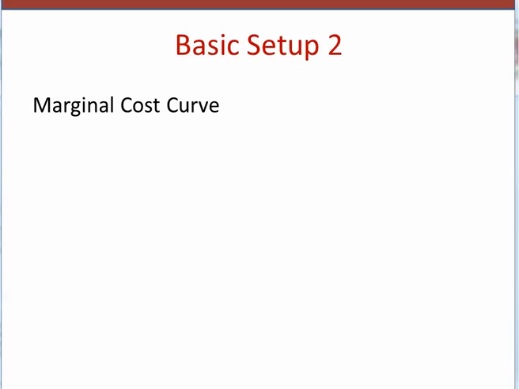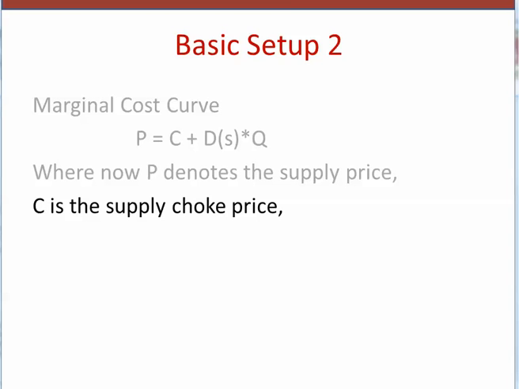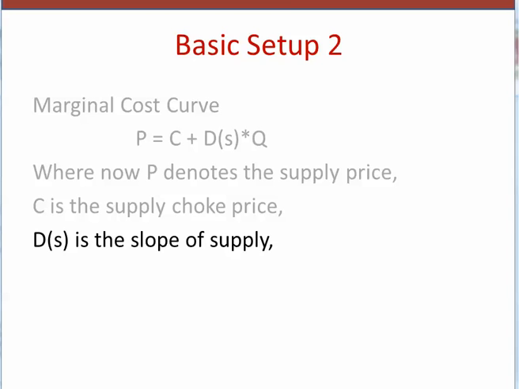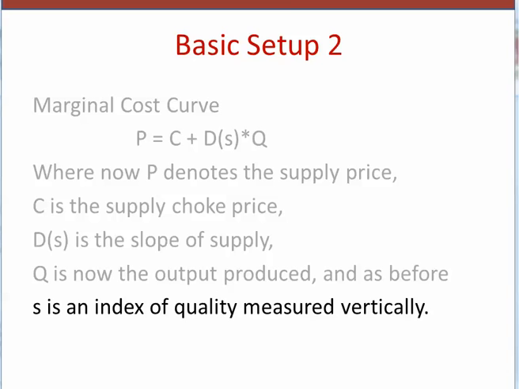We're going to continue with the setup by now talking about the marginal cost curve. It has a similar equation, P equals C plus D of S times Q. Now P is the supply price, C is the supply choke price. If the price is below the supply choke price, supply is 0. D of S is the slope of supply, it is upward sloping. Q is the output produced, and as before, S is the index of quality measured vertically.